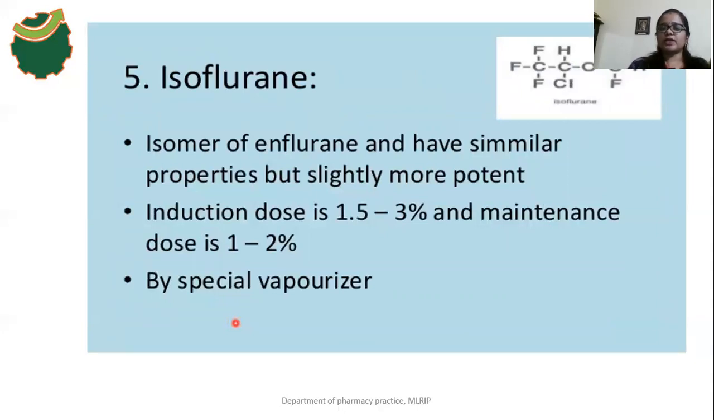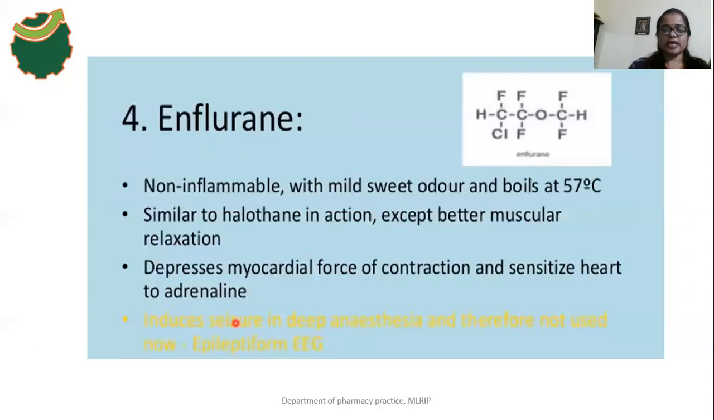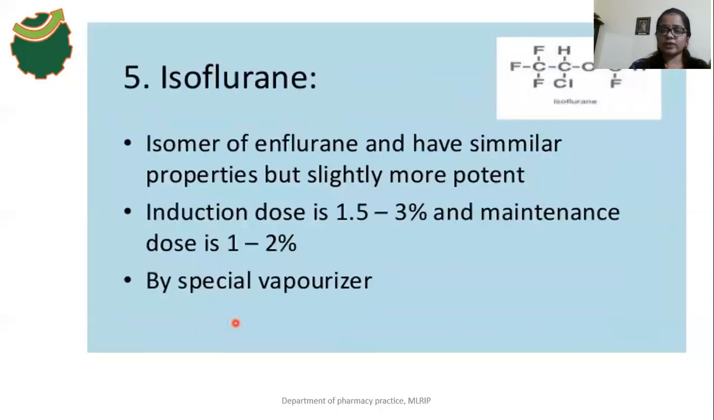And isoflurane. Isoflurane is an isomer of enflurane, having similar properties, but it is a slightly more potent drug. The induction dose is 1.5 to 3%, and the maintenance dose is 1 to 2%. The administration of isoflurane requires a special vaporizer.